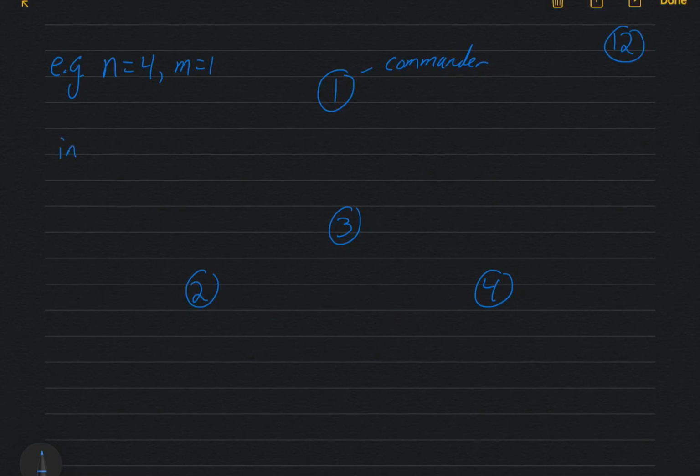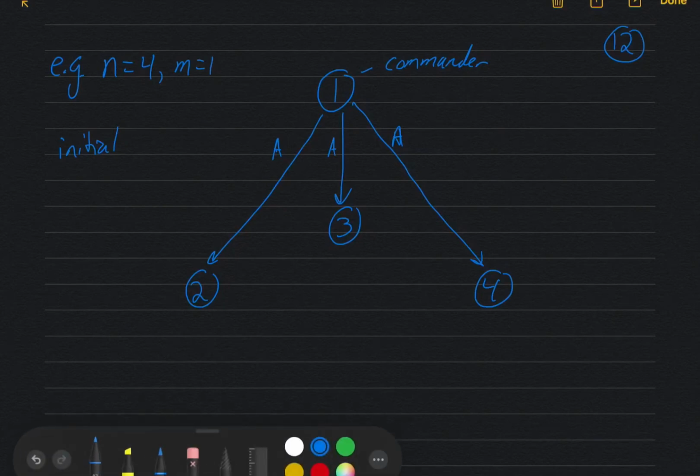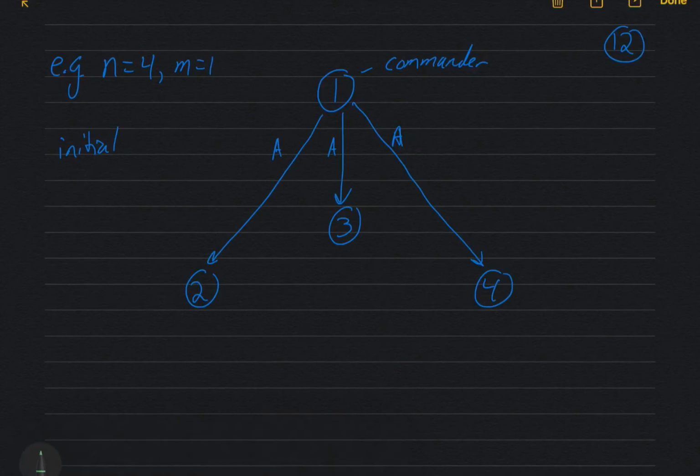So in the initial setup, the commander sends a command to each of its lieutenant generals. Attack, attack, attack. And now the recursive algorithm kicks in, and I'll show that in green.